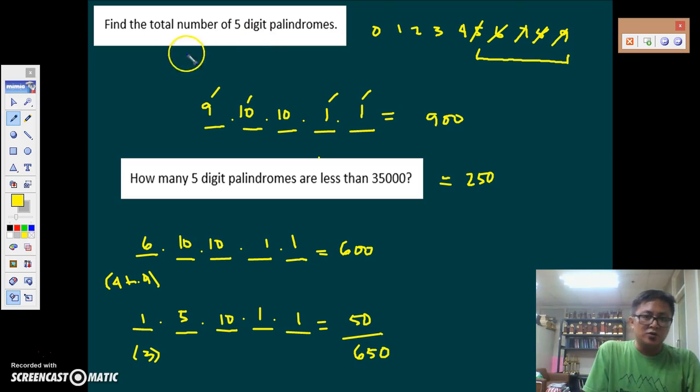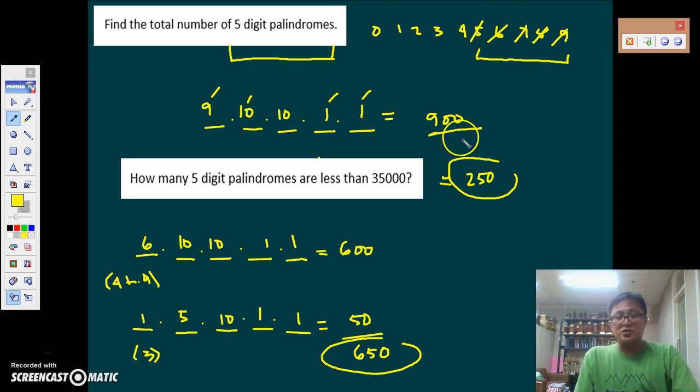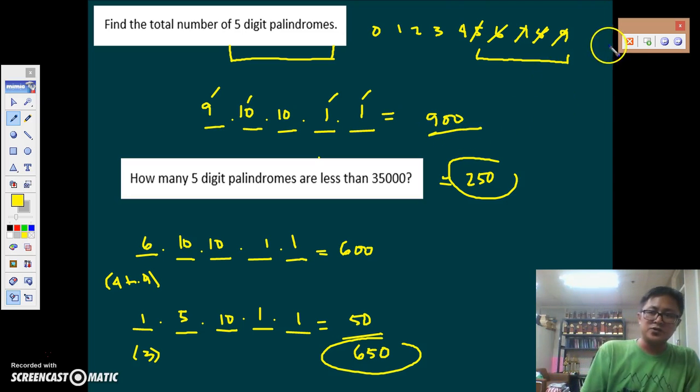Now just to check, we know the total number of 5-digit palindromes. These are less than 35,000. This is greater than 35,000. Notice if you add, it would add up to the total, which is 900 palindromes.